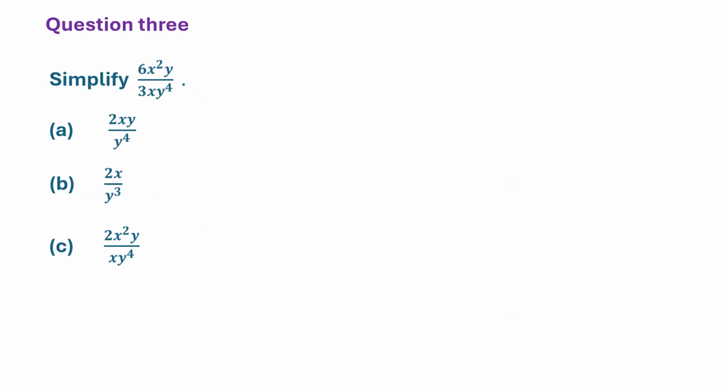Question number 3. Simplify 6x squared times y over 3xy to the power of 4. What's your answer? Let's try to work it out. 6x squared times y means 6 times x times another x, and y, then over 3 times x. Y to the power of 4 means y times y times y times y.